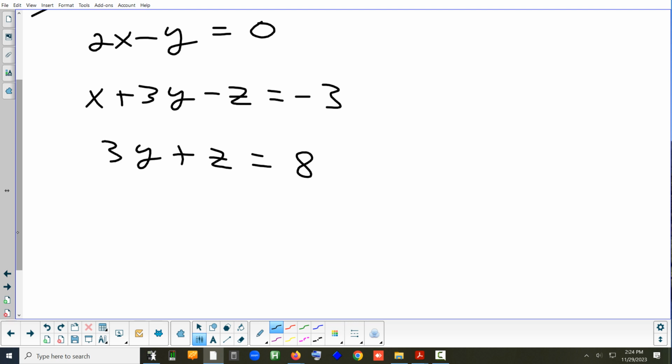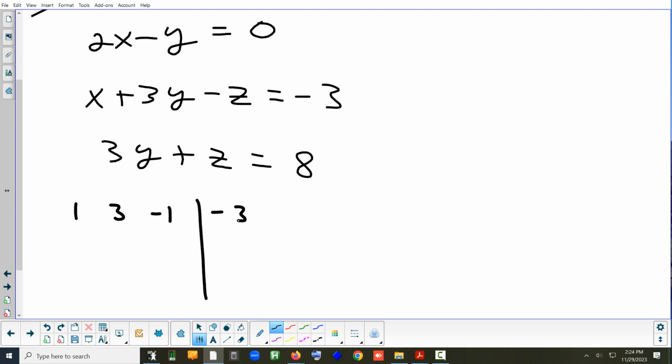Is there a way we can get a 1 in the upper left? We can swap the rows. Yeah, we could just swap rows 1 and 2. That would be the easiest way, and I'm going to do that. I'm not even going to count it as a step. I'm just going to write my problem that way. So my top row is going to be 1, 3, -1, -3.